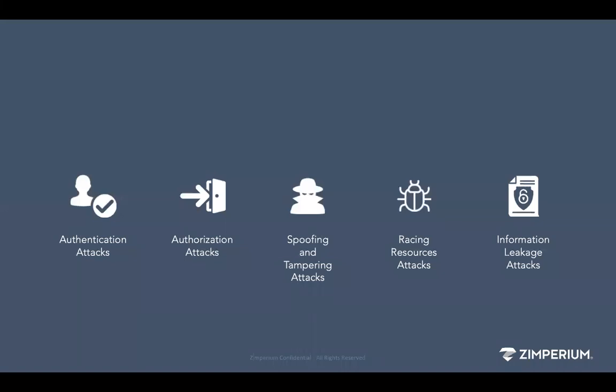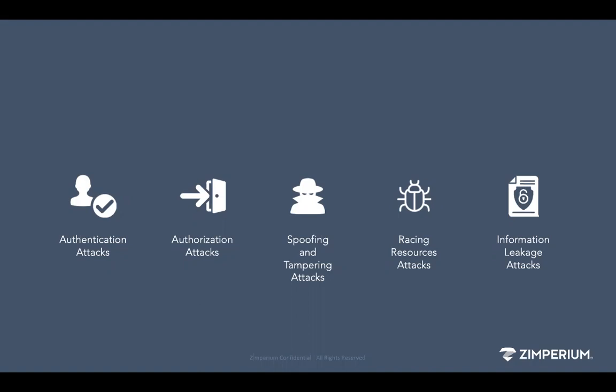Defending against these constant attacks is a full-time job, and you have to measure it and implement different methods throughout the life cycle. We're going to talk a little bit about these 5 methods of attacks: authentication attacks, authorization, spoofing and tampering, erasing resources attacks, and then which apps have leaked information out on the internet.